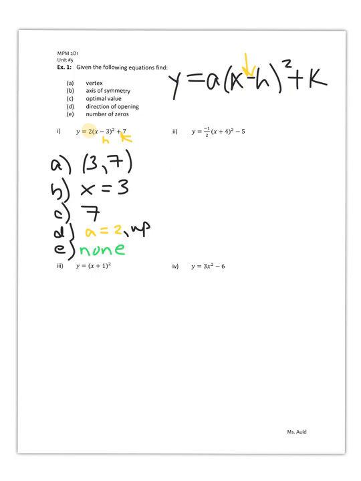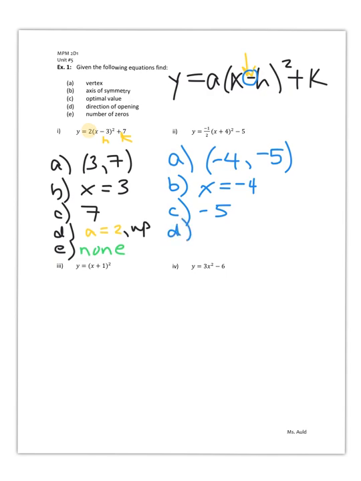So we have a, we're going to look for the vertex, and this is what I was talking about here. I see a positive 4 inside, so some number had to make this negative from the original equation into a positive, so that means there must be a negative there. And then the negative 5. The number on the end doesn't change at all because it's outside of the brackets. So my axis of symmetry will be x equals negative 4. My optimal value is negative 5, not y equals, just the negative 5.